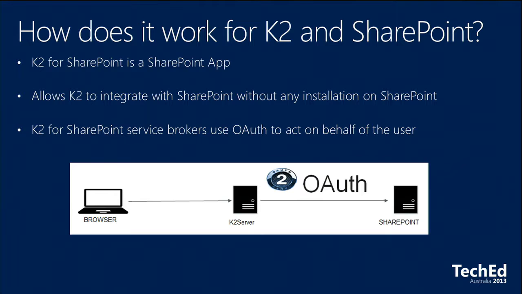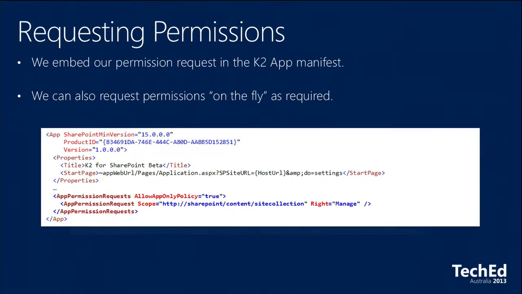The K2 for SharePoint, as you can see on the picture, basically the K2 server has a connector or a service broker that it uses to talk to the SharePoint box. That broker basically gets a token, an OAuth token, that allows it certain things in and around SharePoint, which keeps it simple and makes this possible.